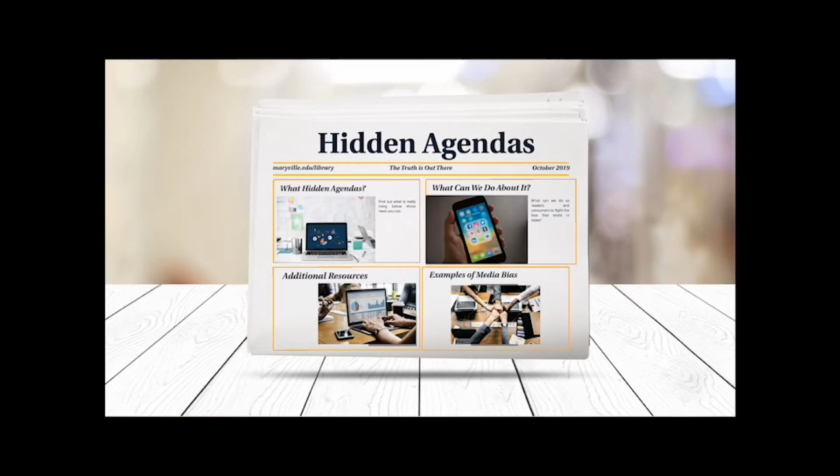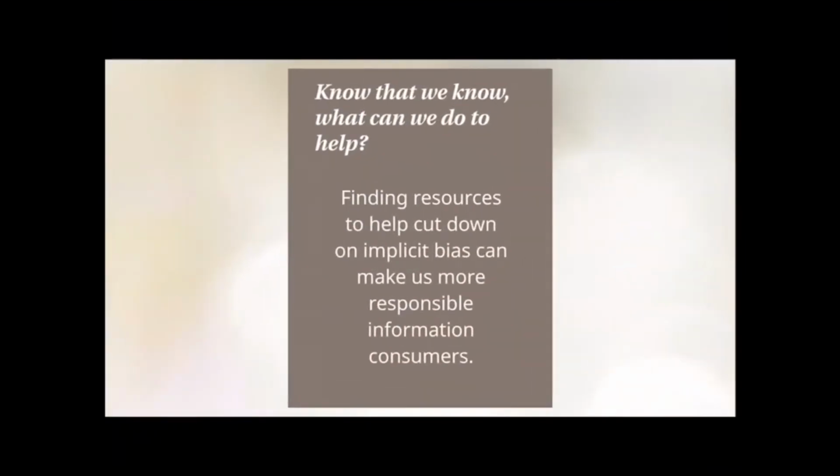So now that we know that hidden agendas exist and we all have implicit bias and we know what tools to use to look through it, what additional resources can help us with this? So what can we do to help fight implicit bias? Finding resources to help cut down on implicit bias can make us more responsible information consumers.